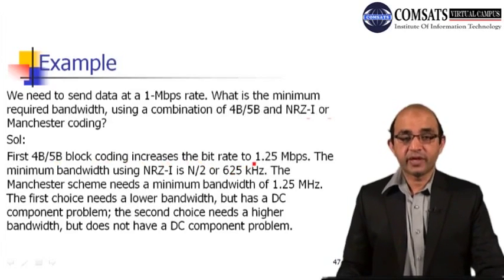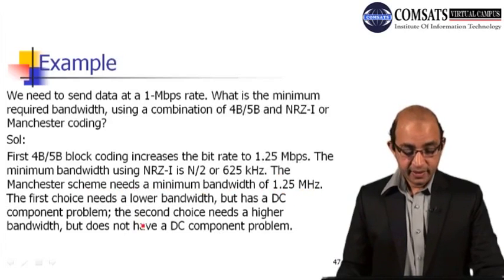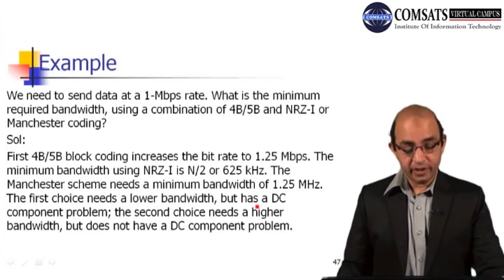So of course we are adding extra bits, right? So we need more data rate. The minimum bandwidth using NRZ is N by 2, so 625. Then the Manchester scheme needs a minimum bandwidth of 1.25 megahertz. It has lower bandwidth but has a DC component problem, right?